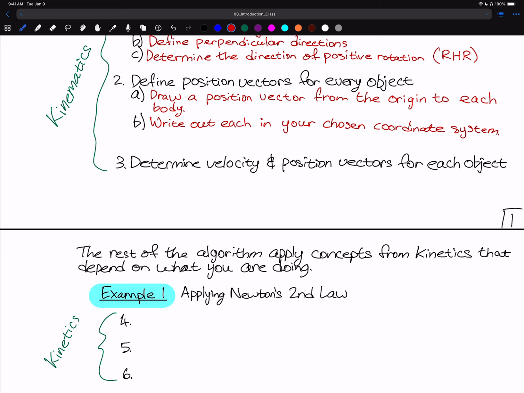And it says position vectors here. This should say acceleration. You're going to compute acceleration vectors for each object. And then I want to say here that steps 1 through 3 will stay the same for every problem we deal with. They will always be the same.